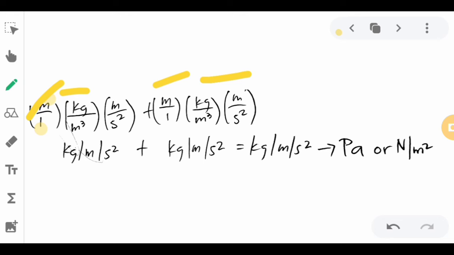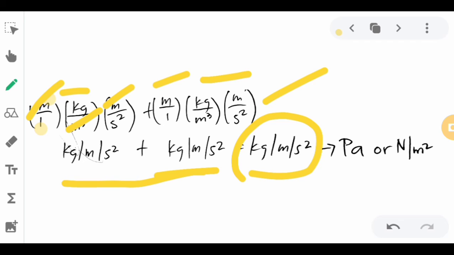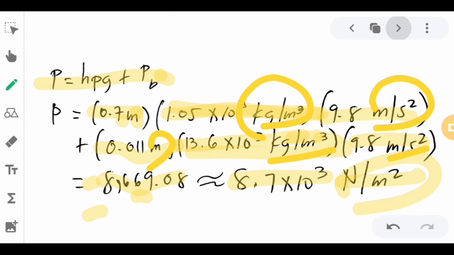And then you have here a meter, so you will be left with kilogram per meter second squared. Same here, since they are also the same, you will have kilogram per meter second squared. And in the rule, since they have the same unit, you will just copy that. Kilogram per meter per second squared is equivalent to Pascal, and Pascal is equivalent to newton per meter squared, which is also a derived unit. So that is how we get the unit here.